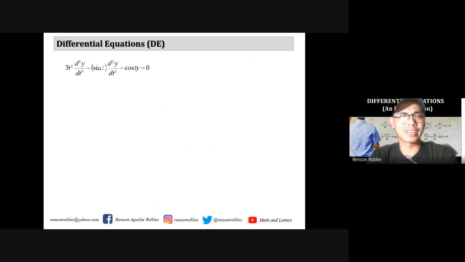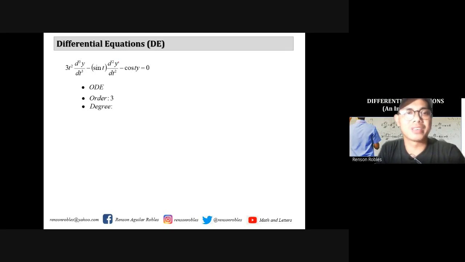We have some more. So we have 3t² times the third derivative of y with respect to t, minus sin t times the second derivative of y with respect to t, minus cos(ty) equals 0. So we just classify this differential equation by its type. It's an ordinary differential equation. It's of order 3 because you can see the third derivative and the second derivative, and the highest order derivative is equal to 3.